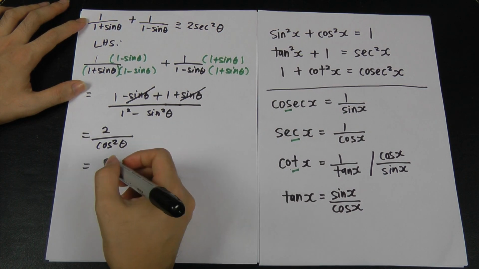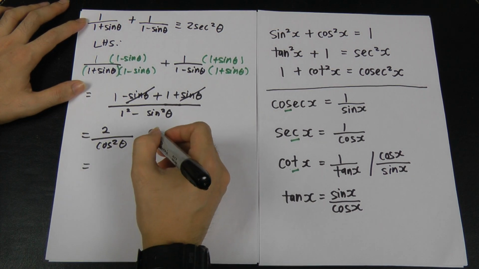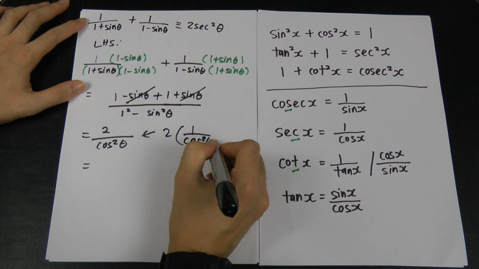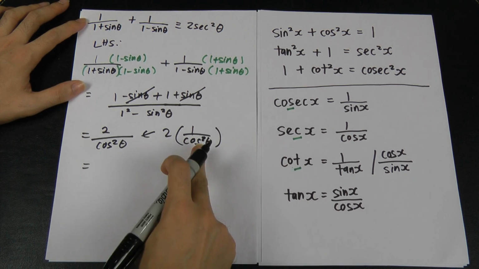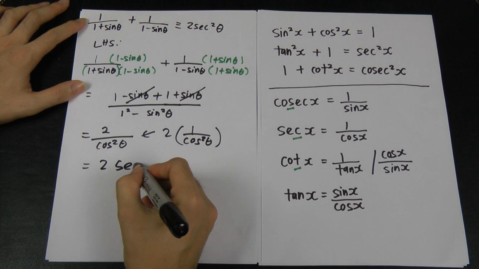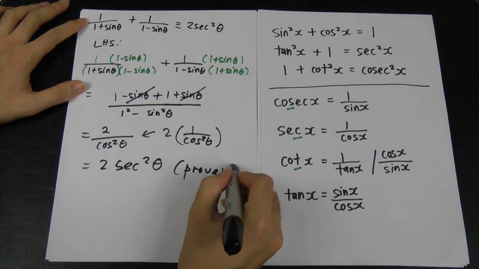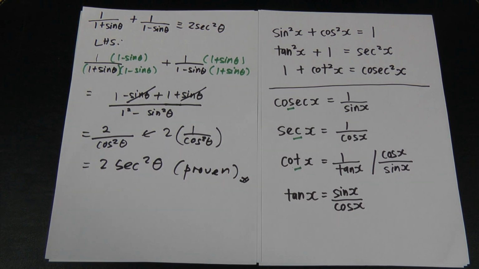And just now we know this is 2 multiplied by 1 over cos square theta, isn't it? 1 over cos is basically secant, but since it's a square, you have to add a square to it. So this is 2 secant square theta. Then proven. So this is how you need to solve this kind of question. Alright, it's quite simple. So let me move on to another one.